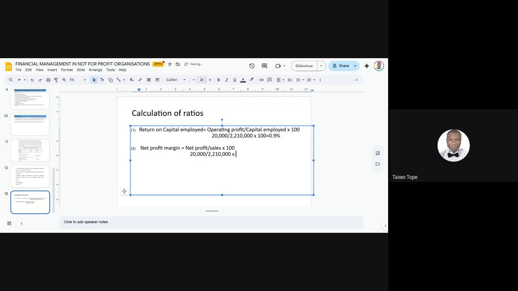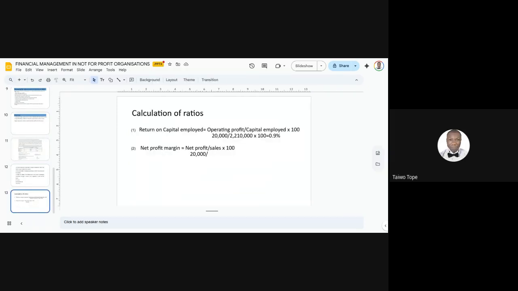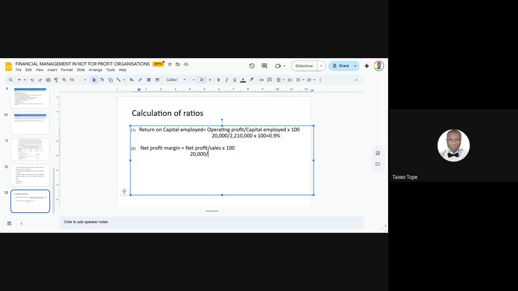So 20,000 times 100. What will be the sales value, looking at the question? 1.2. Fine. So we have 1.2 multiplied by 100. The result is what? 1.67%. So this is for the net profit margin.